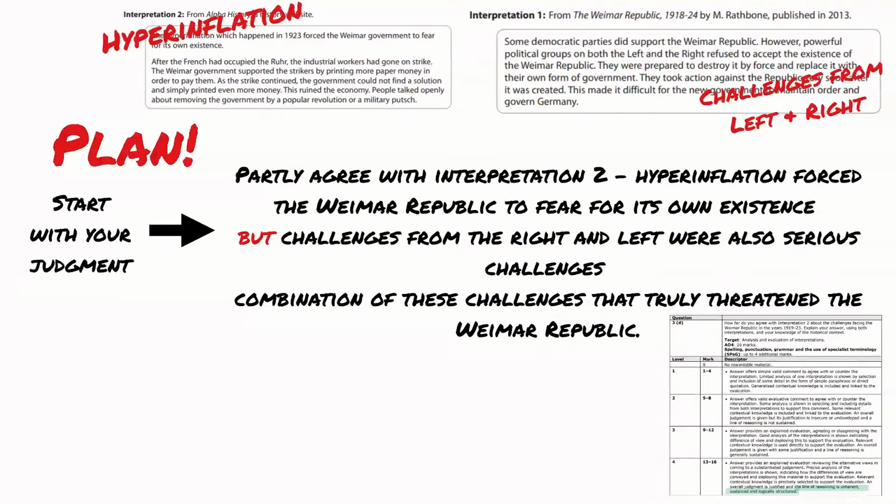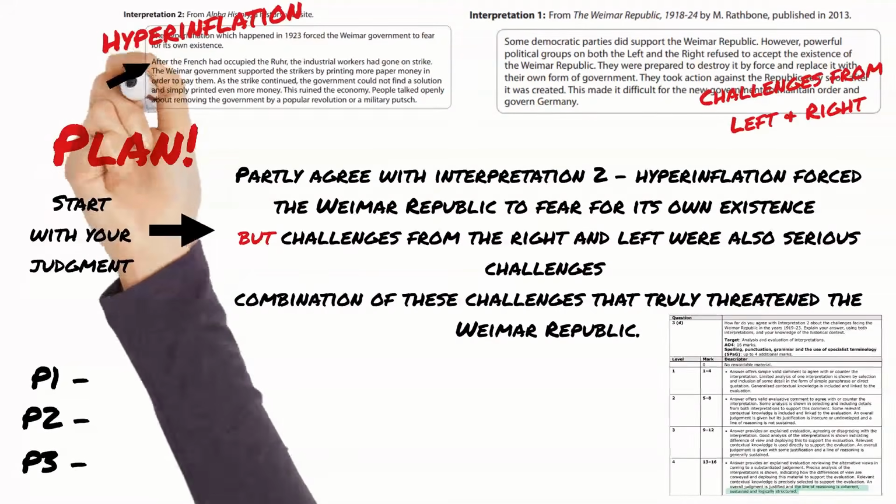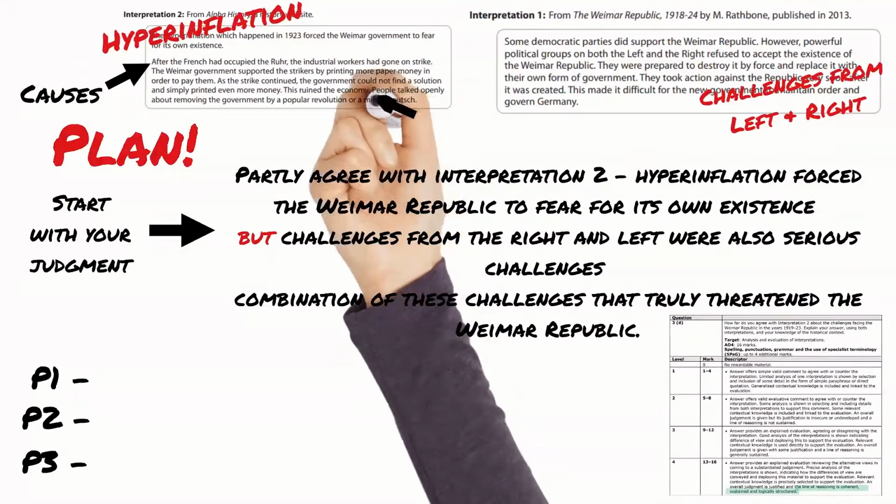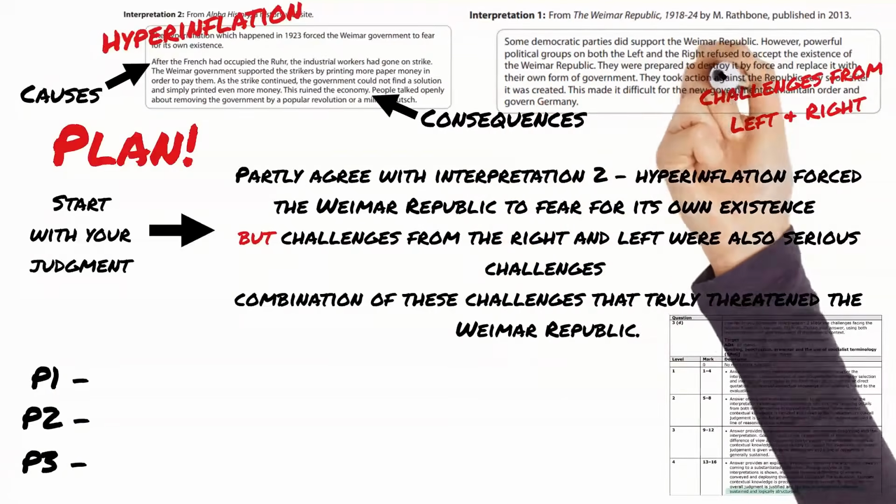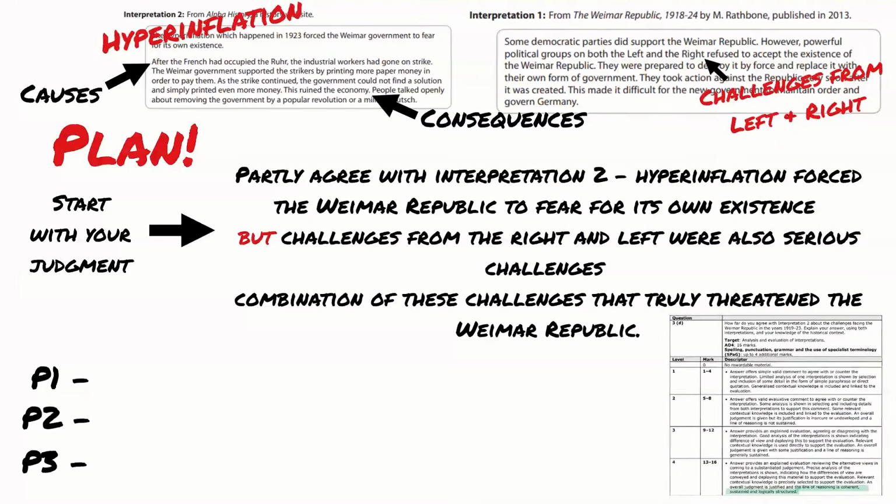So with that under my belt, I'm going to plan my paragraphs. Just as with all the 16-mark questions, I'm going to need 3 paragraphs to demonstrate that I've reviewed the alternative views. In this question though, my paragraph's going to be a little bit different. I'm going to spend a minute just looking again at the interpretations to identify what I'm going to be analysing. Interpretation 2 covers 2 key things: the causes and consequences of hyperinflation, and interpretation 1 speaks generally about the challenges from the left and right.